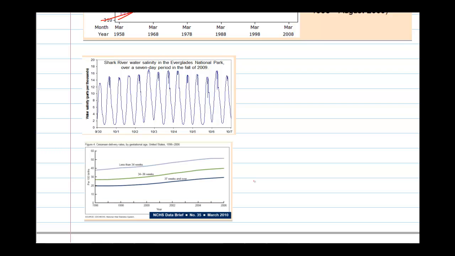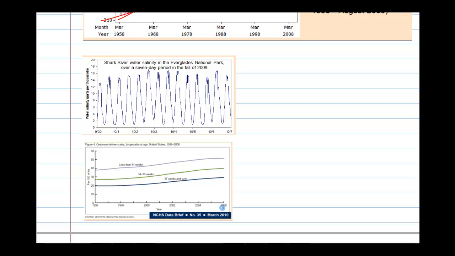Okay, this graph, if you read the figure 4 at the top, shows cesarean delivery rates by gestational age in the United States from 1996 to 2000. The top line means a C-section was performed at less than 34 weeks, 34 to 36 weeks into the pregnancy, and 37 weeks or over. The vertical axis is per 100 births, and down here on the horizontal scale I do have time.